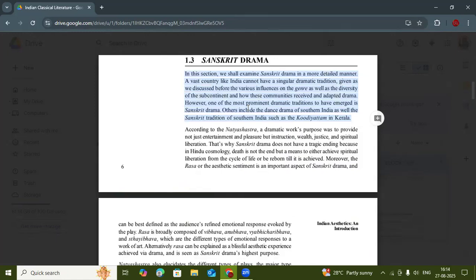We discussed before the various influences on the genre as well as the diversity of the subcontinent and how these communities received and adapted drama. However, one of the most prominent dramatic traditions to have emerged is Sanskrit drama. Others include the dance drama of southern India as well as the Sanskrit tradition of southern India, such as the Kudiyattam in Kerala. In this section, we are going to discuss Sanskrit drama in a more detailed manner.